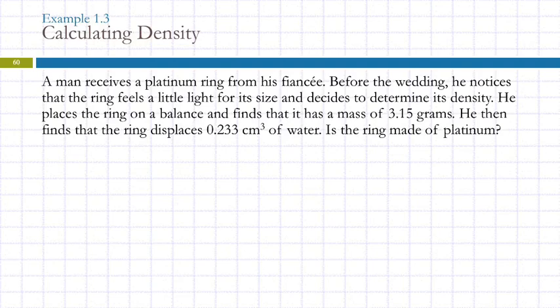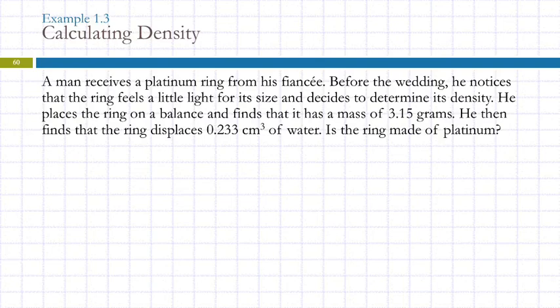This is one way you can identify the metal that a thing is made out of. Now, a ring is a little different than a cube, right? You can't just measure length times width times height. Rings often have different contours and things, and it's hard to come up with a way to measure the volume just using rulers and geometry.